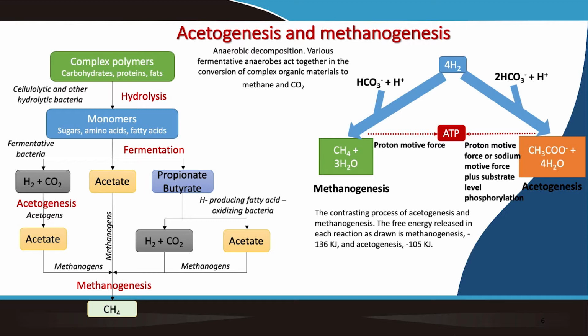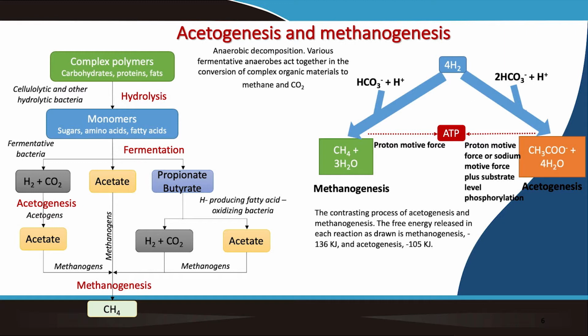The fermentative bacteria will utilize these monomeric forms and convert them to three key intermediates. We have hydrogen plus CO2, we have acetate, and we have organic acids: acetate is C2, propionate is C3, butyrate is C4, and higher organic acids. These are what we also call volatile fatty acids, and these are acetogenic bacteria.